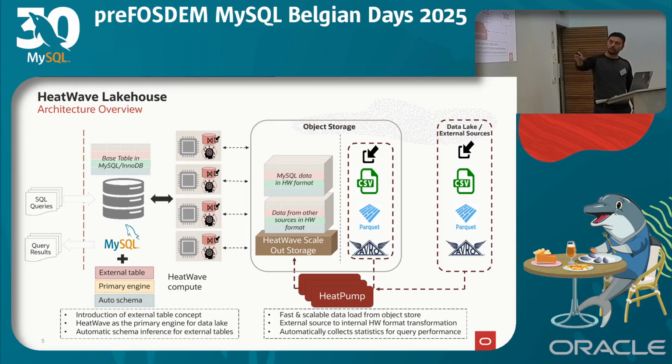The second component of the overall architecture is the HeatWave compute cluster. We are reusing it as is, as in the data warehouse solution. We are storing the data in memory of the compute nodes. We are running the queries in a scalable and parallel manner on these compute nodes.